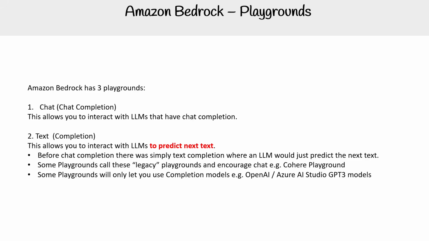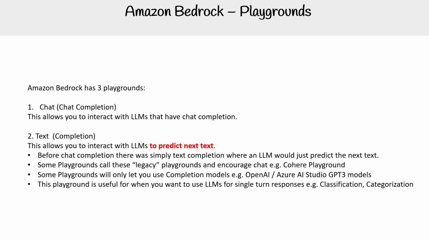Some playgrounds will only let you use very specific models for chat completion, and then other ones only for text. That's what it's like over in Azure AI Studio. Whereas in Bedrock, you can take a chat completion model and use it in the text section, so that's totally fine. This playground is really useful when you want to use LLMs for single-turn responses, or text-to-text completion. So this is for classification, categorization. This becomes useful when we do fine tuning. I have a hands-on for fine tuning, which I was not successful in, but not because of my fault, I just didn't want to have a lot of spend. But you get the idea of where you use text completion for that.